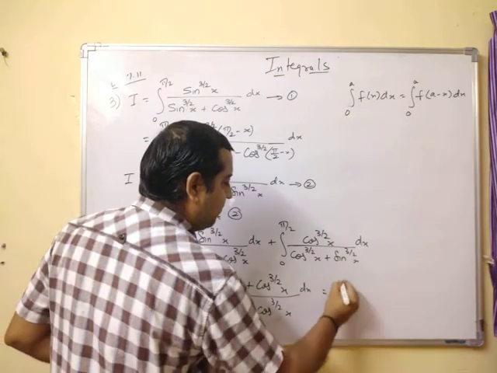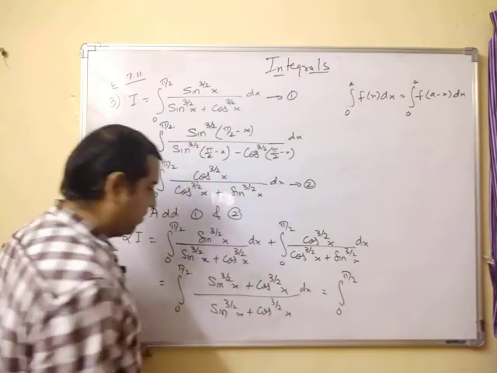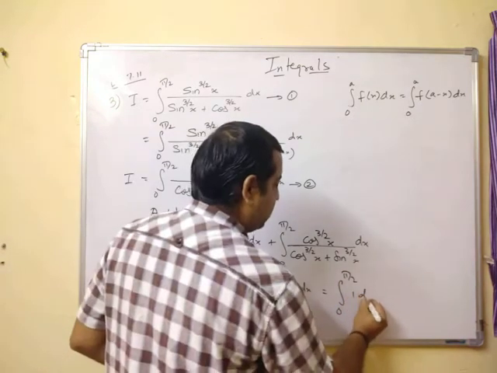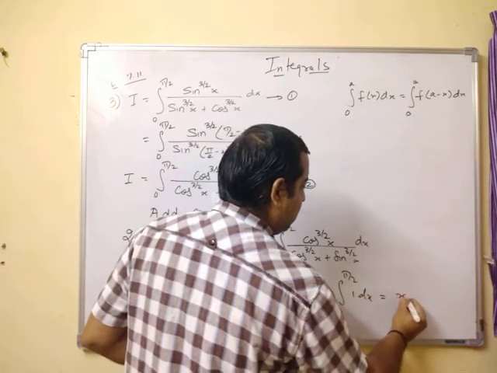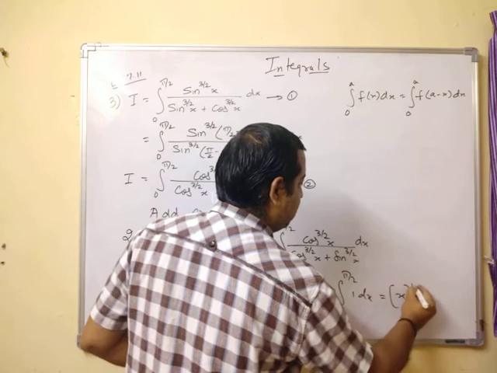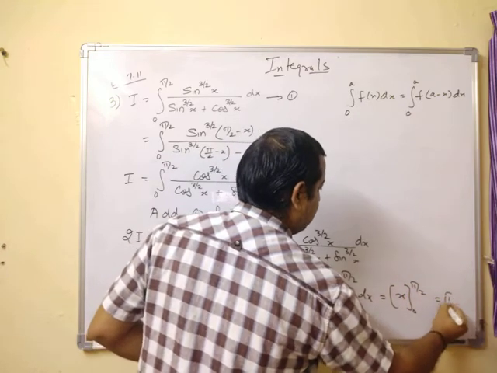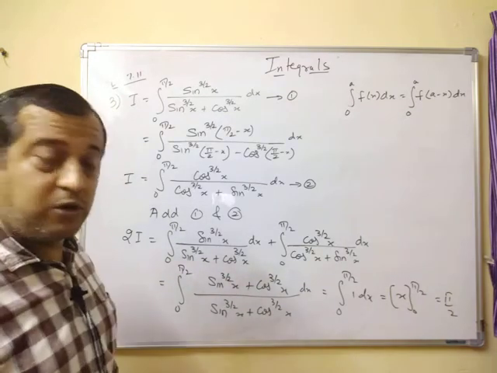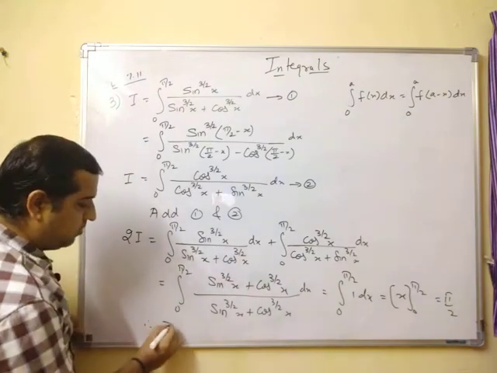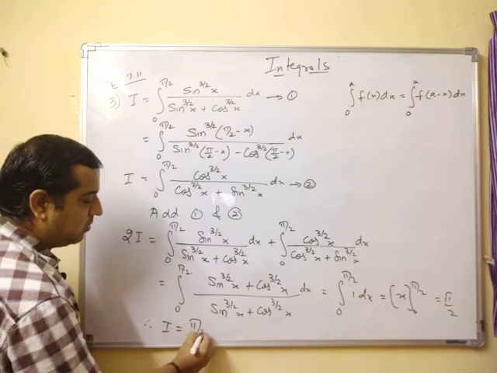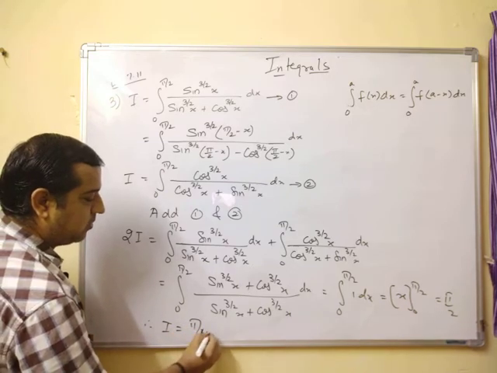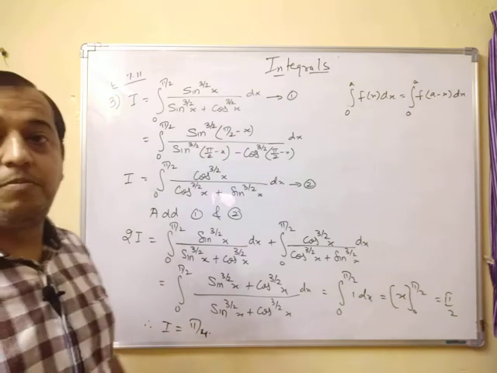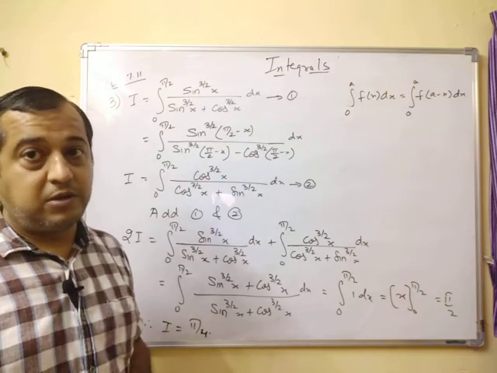This gives you integral from 0 to pi by 2, 1 dx. This gives you x within limit 0 to pi by 2, and this gives you pi by 2. Okay, but remember that is the value of 2I. Therefore, I is equal to pi by 4. Okay, the easiest problem.